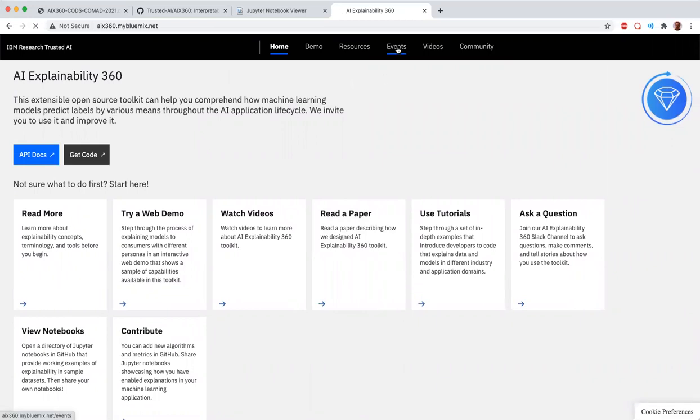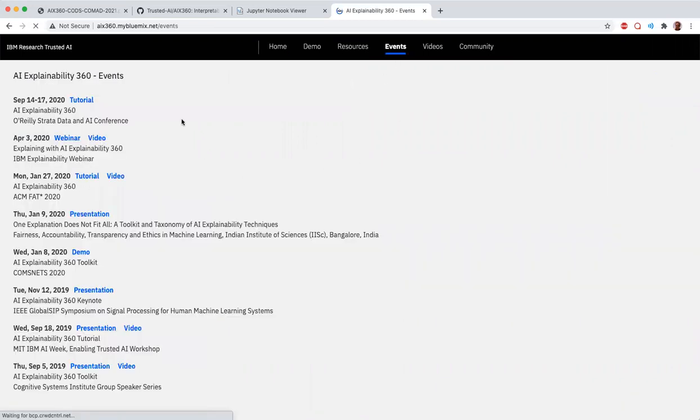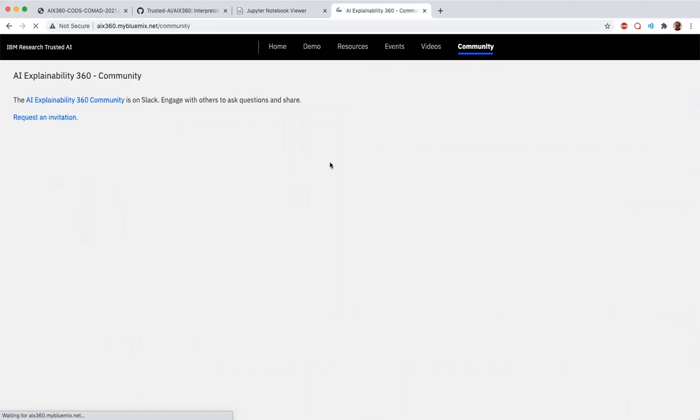This particular website, the Bluemix website, also has other resources. For instance, if you'd like to track other tutorials and demos we have given in the past, you can take a look at this particular page. If you'd like to join the community, then you can request a Slack invitation from this particular link.